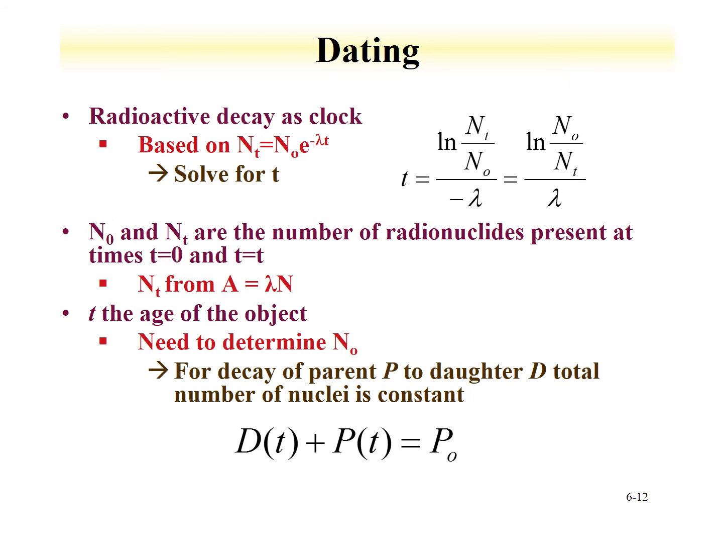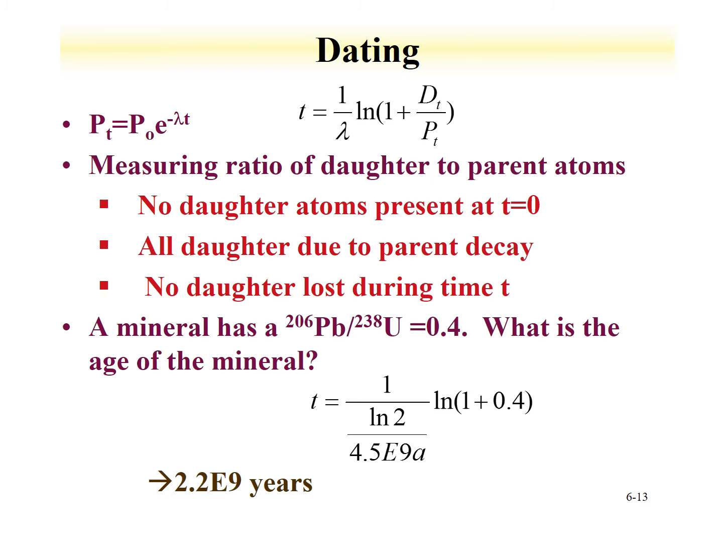If I make the assumption that the parent present at time t and the daughter present at time t, well, that total amount must be equal to the parent initial. So if I have one isotope decaying from one parent to one daughter, if I measure it currently, that sum must equal the parent that was initially present. Now, the assumptions for this dating mean that there are no daughter atoms present initially, that all the daughter is due to the parent decay, and that no daughter was lost during time t.